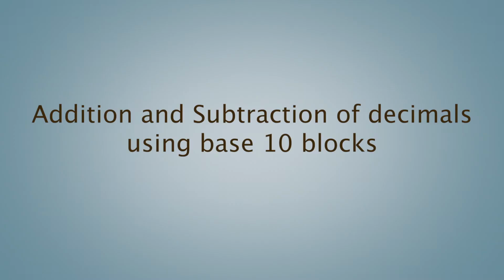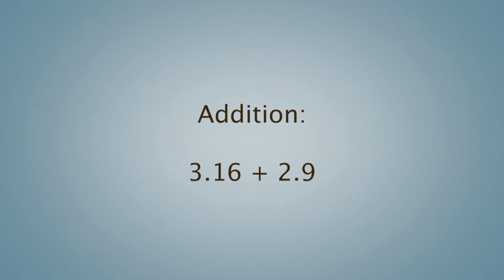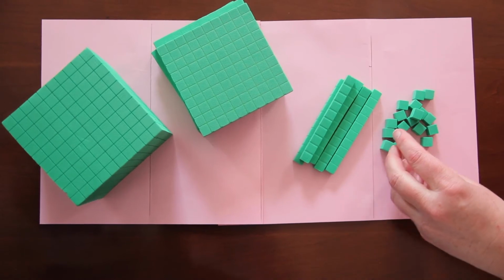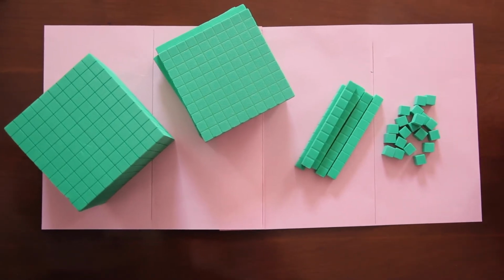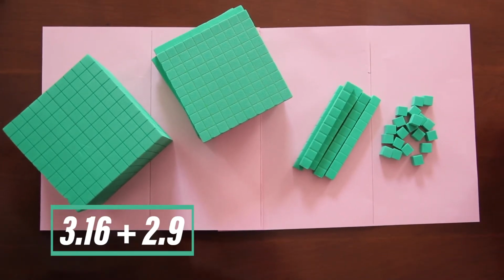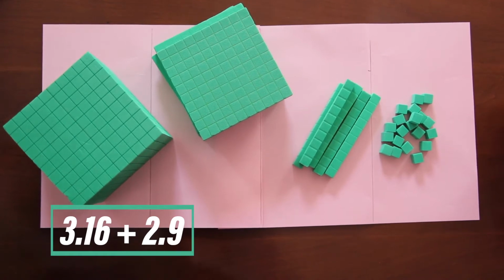These are called base 10 blocks, and they can be used, if you remember, for modeling how to add whole numbers. But they can also be used to model adding decimals. And so we're going to look at the problem 3 and 6 hundredths plus 2 and 9 tenths.